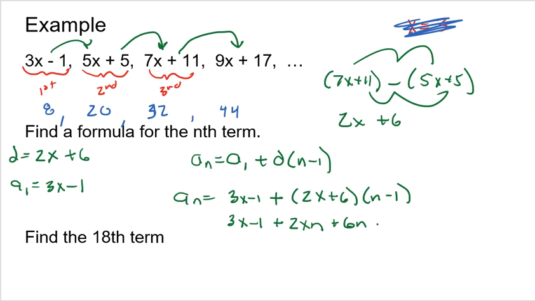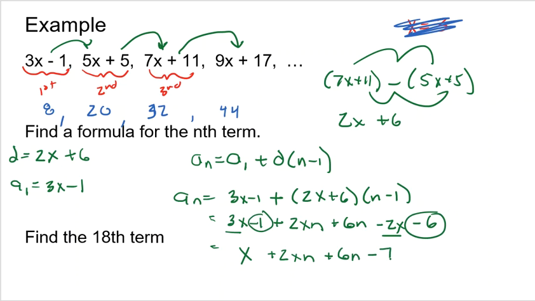And on the outside, I get a negative 2x. And lastly, I get a negative 6. So if I combine all my like terms here, let's see, I get a 3x and a negative 2x. So that's just x. Then I got a 2xn. And then I got a 6n. And then again, the negative 6 and the negative 1 are also like terms. It'll make a negative 7.